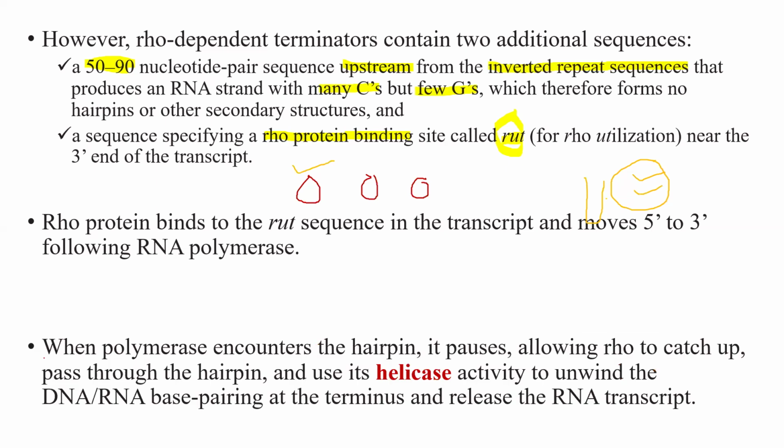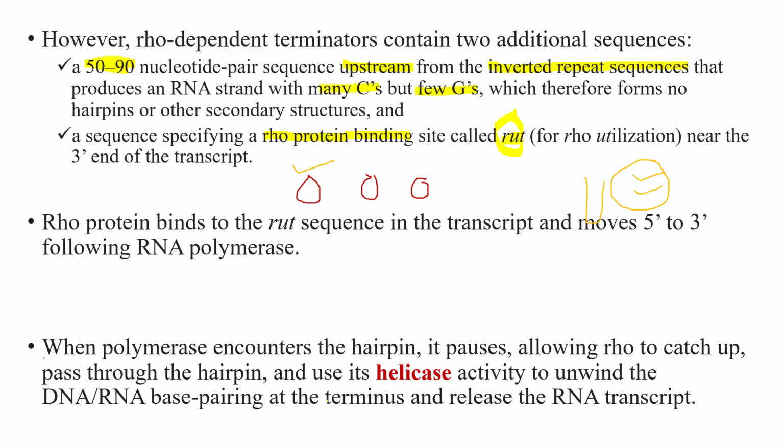And as I said, when RNA polymerase encounters the hairpin, it pauses, allowing rho to catch up. And when rho reaches near the hairpin, rho is nothing but a helicase enzyme. Helicase has the ability to unwind double strands, whether they are DNA or DNA-RNA. In this case, rho unwinds the DNA-RNA hybrid at the terminus and releases the RNA transcript. And the termination of transcription is achieved.